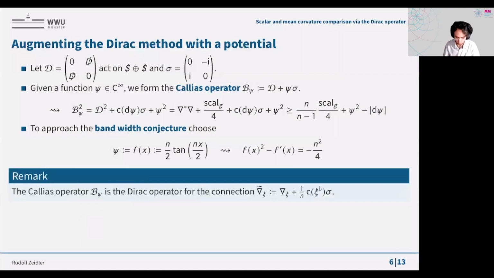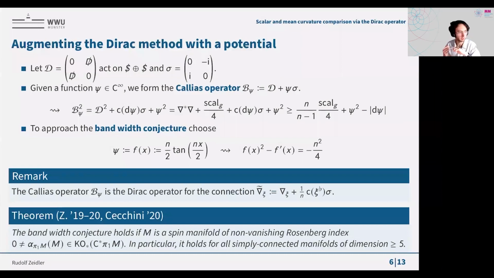Okay, and maybe as an additional remark, this is actually also, in a sense, a kind of twisted Dirac operator, because you can define a different kind of connection like this, and then this Callias-type operator here is really the Dirac operator corresponding to this modified connection. Using these techniques, what I proved is that whenever you have a spin manifold with a non-vanishing Rosenberg index, so this very general index invariant, then this bandwidth conjecture holds. And in particular, if you combine this with the result of Stefan Stolz, it holds for all the simply connected manifolds of dimension at least 5.